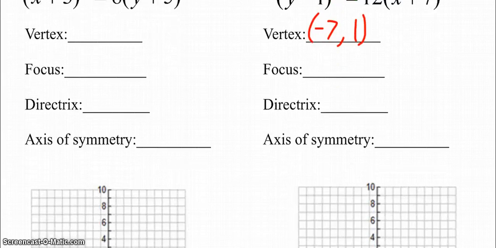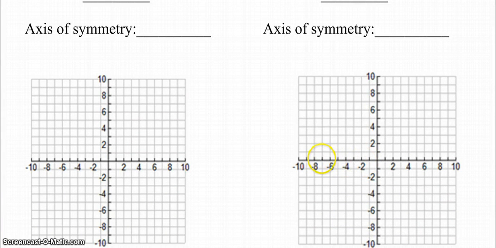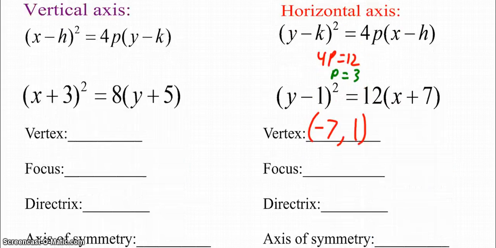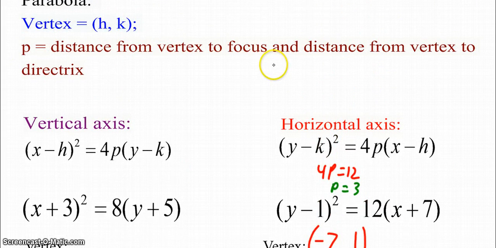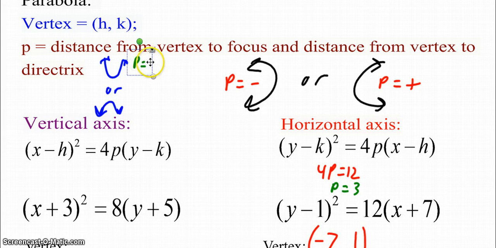So let's actually draw the parabola before we find the rest of the stuff. So the vertex is at the point (-7, 1). So I'm going to go left 7, up 1. Alright, so if this is a horizontal axis parabola, that means that it opens either to the left or to the right. So this is not a hyperbola where it's both, it's either or. How do I know which one it's going to be? If p is positive, it opens to the right. If p is negative, it opens to the left. For vertical axis, it's going to be up or down. And again, this is p positive, p negative.